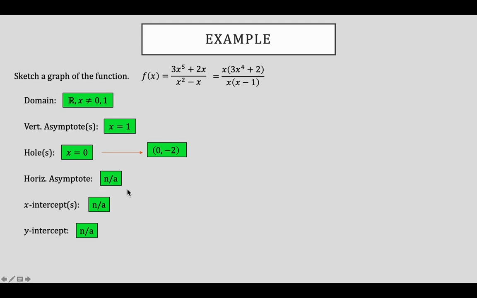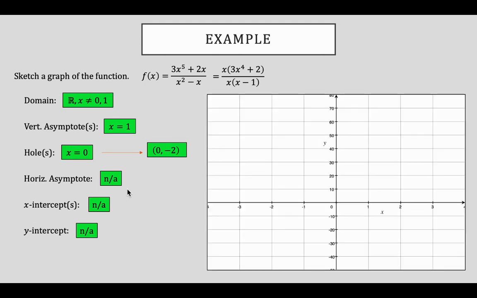All right, interesting graph so far. No horizontal asymptote, no x-intercept, and no y-intercept. Let's plot the information that we have so far. We know that we have a vertical asymptote when x equals 1, so we can plot that vertical asymptote. We know that we have a hole in the graph at 0, comma, negative 2.